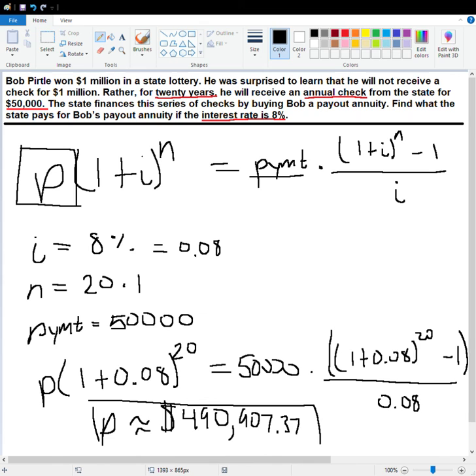So yeah, that's problem 17 on section 5.6.